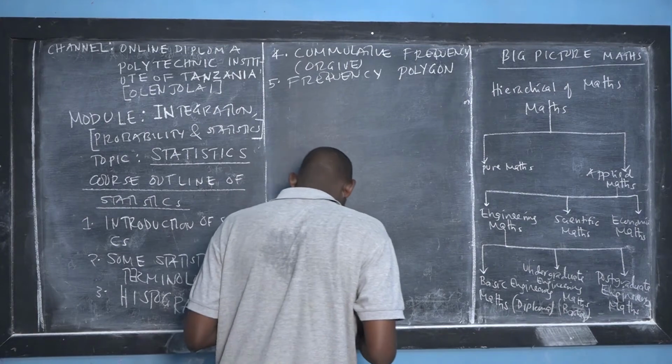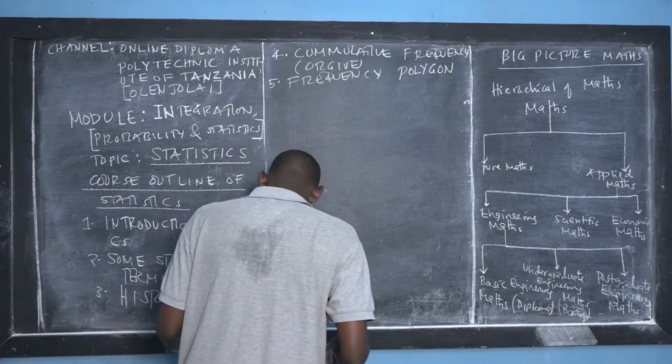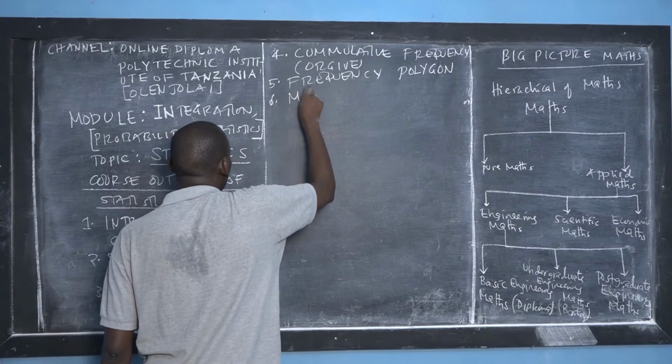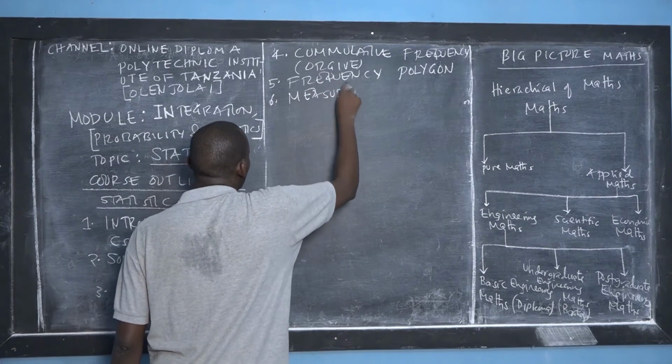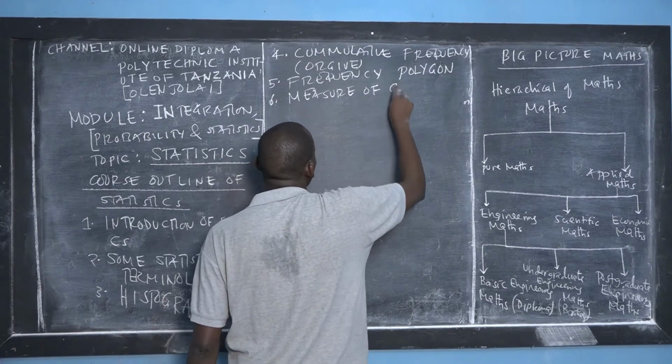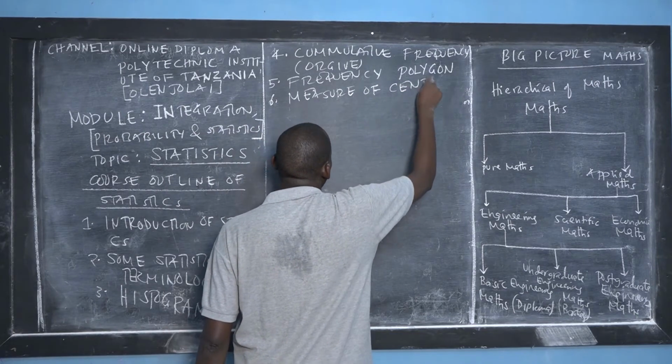Frequency polygon. Okay, and then the sixth subtopic you call the measure of central tendency.